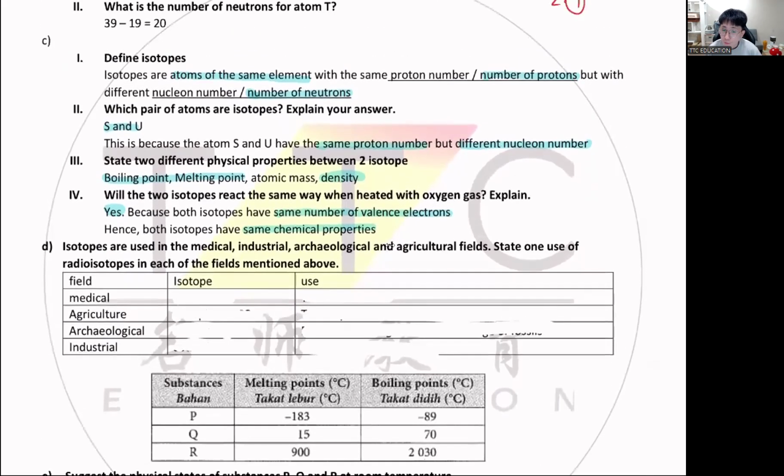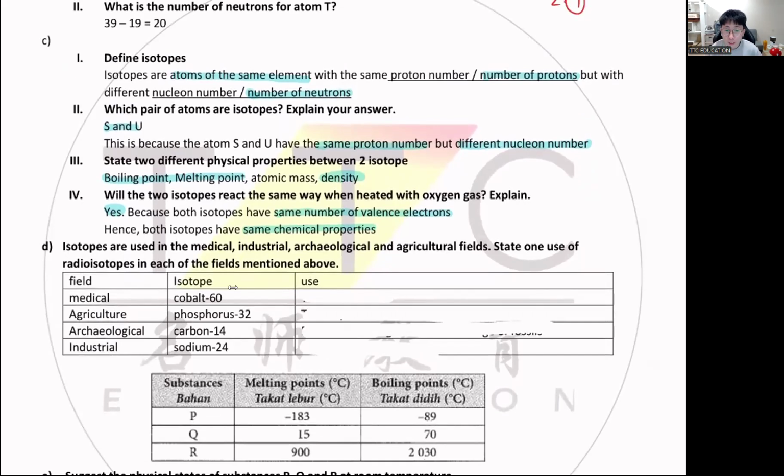Okay, and then of course we have to memorize a few isotopes. So in the medical field, we can go with cobalt-60, agriculture we can go with phosphorus-32, archaeology we can go with carbon-14, industrial area there are multiple of them, so I will go with sodium-24. Okay, so guys, for here it's purely memorization. So try to memorize them.